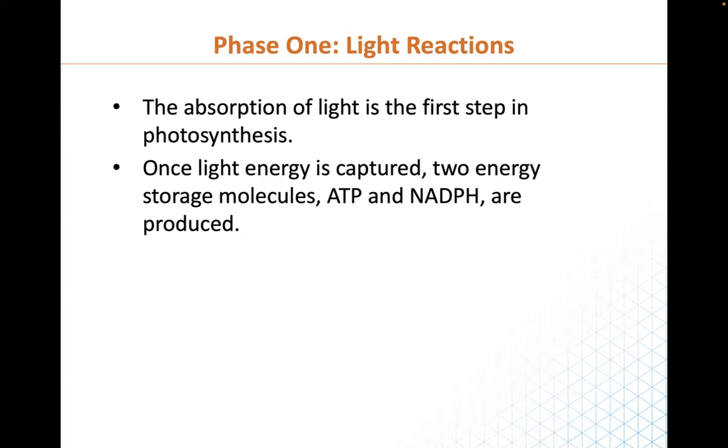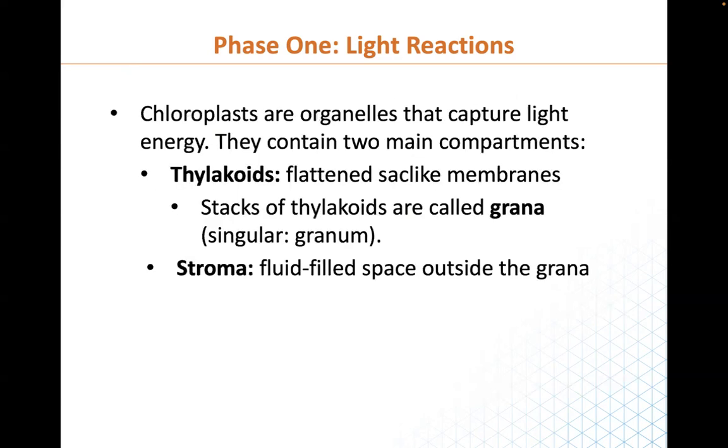Once the light energy is captured, two energy storage molecules, ATP and NADPH, are produced. Mind you, this is not NADH, sorry. This is NADPH; the P lets you know it's the one involved in photosynthesis. They are very essential in the transport and storage of electrons, which we will see in the future. Chloroplasts are organelles that help to capture the light itself.